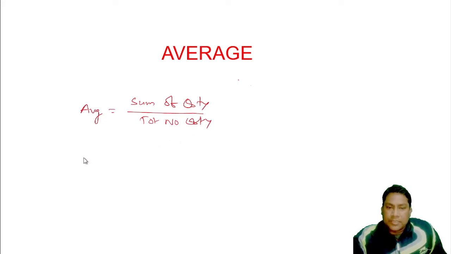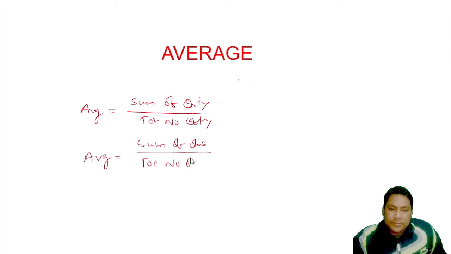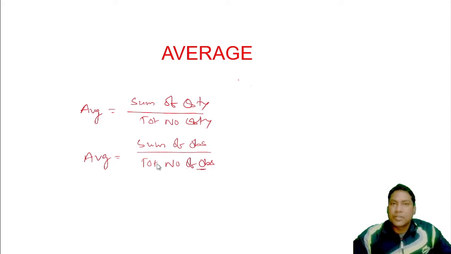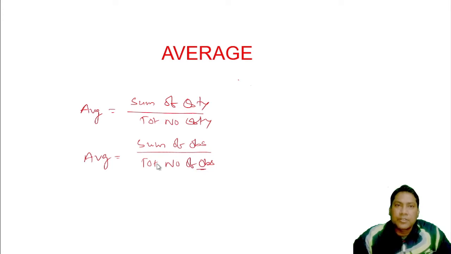It is also written like this: average is sum of observations divided by total number of observations. So this is the basic formula of averages. You should always remember this formula. By this formula only, all questions of averages can be solved. So friends, let us take an example and understand it better.